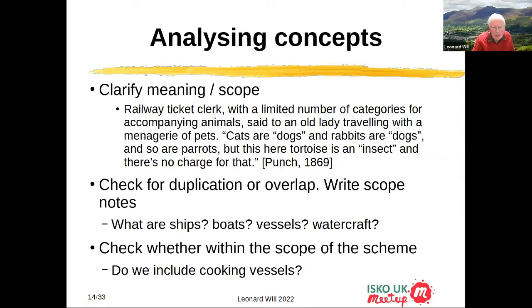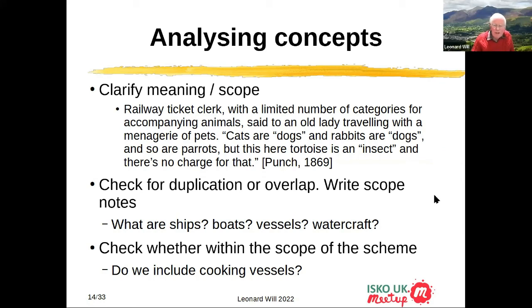You check, when choosing which concepts are worth including, whether there's duplication or overlap, or what they actually mean. If you have ships and boats, what's the difference? If you have a galley within a ship, you may want to include cooking vessels in that, and is that to be distinguished from the vessels which are watercraft? So defining the concepts, distinguishing them, and writing scope notes, everybody knows what they mean.